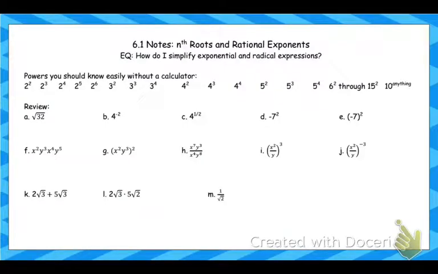Hi guys, so today we're going to review some exponent properties and some radical properties, and then we're going to use those properties on rational exponents and then roots that are higher than just a square root, like a cube root or a fourth root.